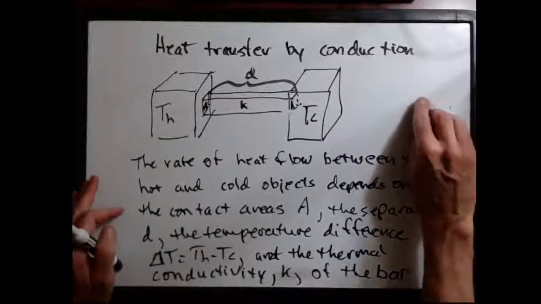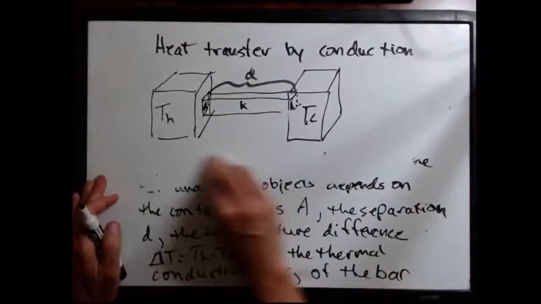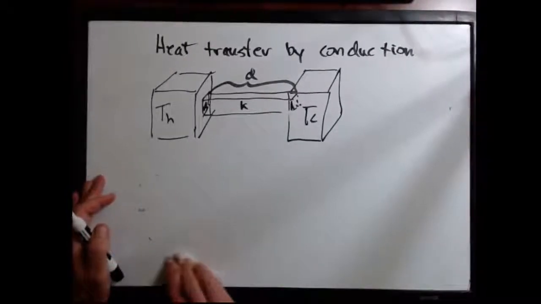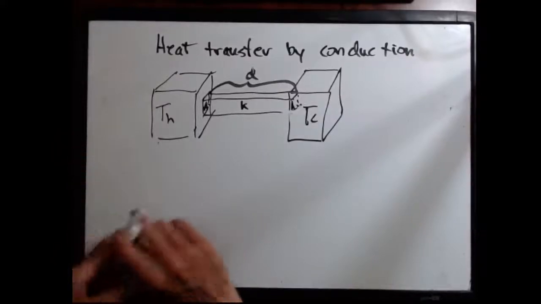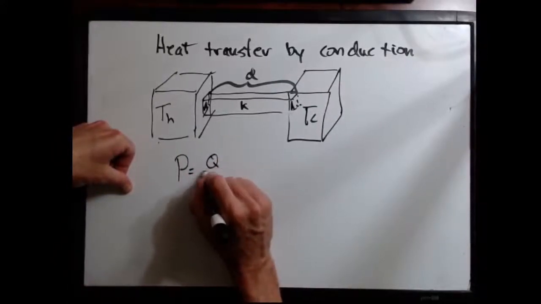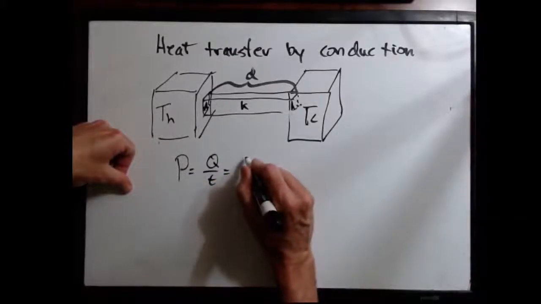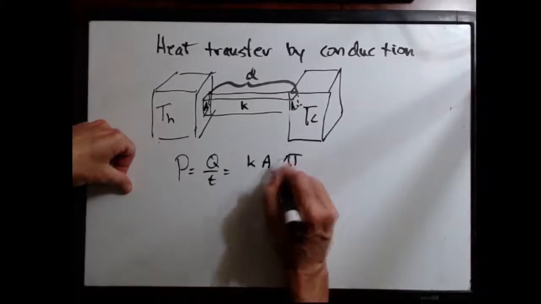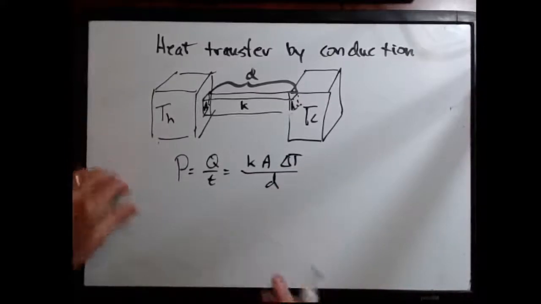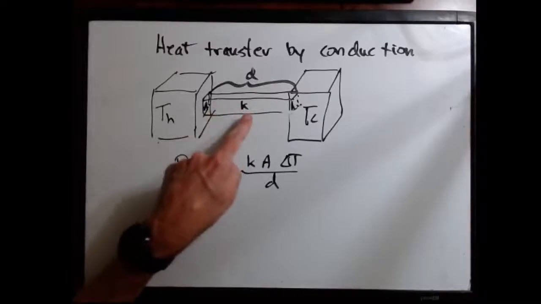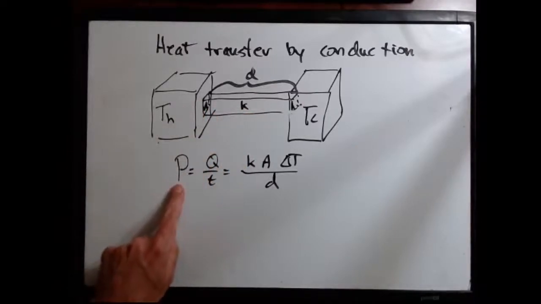Right, let me erase some of this stuff, maybe just the words. It turns out that the power, which is the heat per time, is K A delta T over D. And this should make sense. This is just the thermal conductivity. So the greater the thermal conductivity, the faster the heat flow rate, the more power goes through.